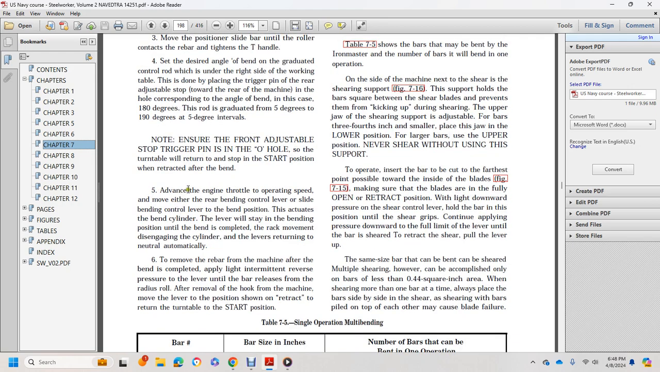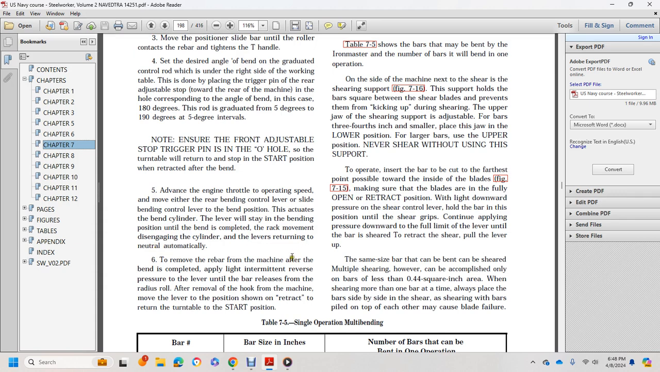Five, advance the engine throttle to operating speed. Move the rear bending control lever to the bending position. Actuate the bending; the lever will stay in bending position until the bend is complete. With the rack movement, it disengages the cylinder, and the levers will return to neutral automatically.